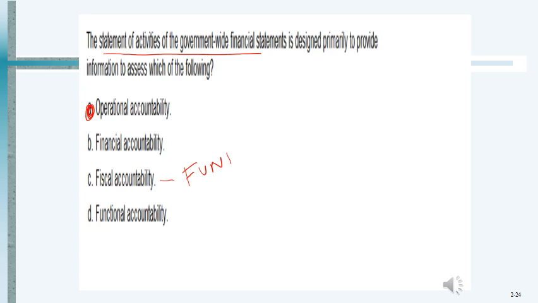Fiscal accountability, C, which is the incorrect answer here, is for our fund financial statements, right? That's when we're using fiscal accountability focus. And these others are just basically nonsense, okay? And so we have fiscal for our fund level, operational accountability for our two government-wide statements. This question was asking about statement of activities, but it would also be for our statement of net position, which is like our balance sheet.